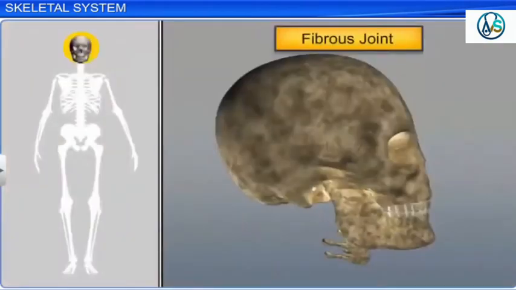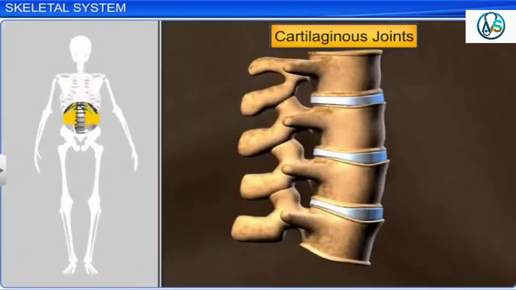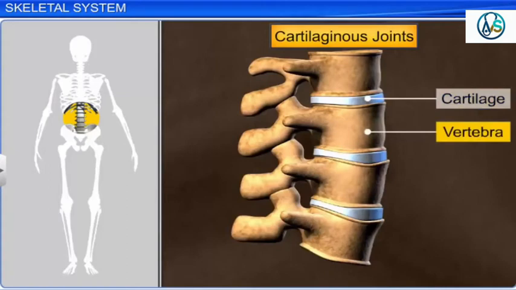Fibrous joints do not allow any movement and are also referred to as immovable joints. For example, the cranial bones, which fuse end to end with the help of fibrous connective tissues to form the cranium. Another type is the cartilaginous joint, in which bones are joined with the help of cartilage. This joint is found between the adjacent vertebrae in the vertebral column, which permits limited movement.